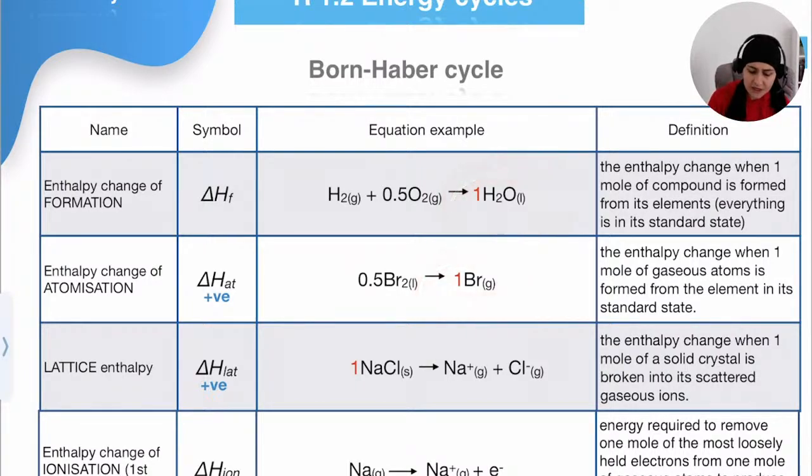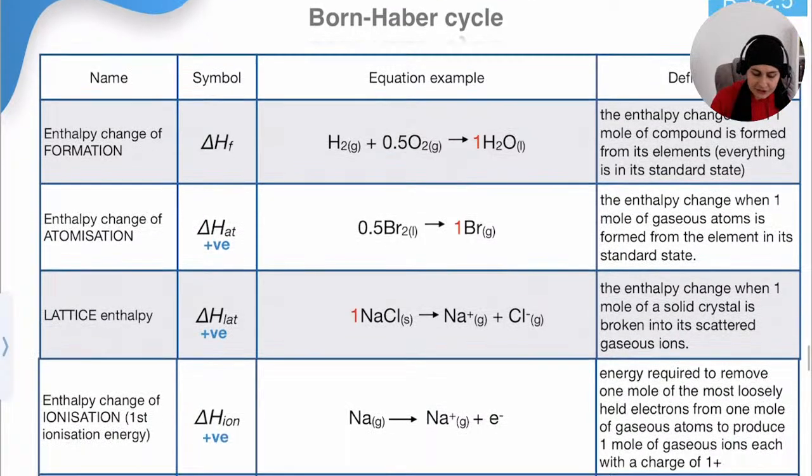Okay, so formation. Per 1 mole of compound that is formed from elements in standard state, enthalpy change of formation could be exothermic or endothermic depending on the substance. But if they ask you to find it and don't say whether it's exo or endo, consider it exo. In most cases, it would be exo, especially in IB.